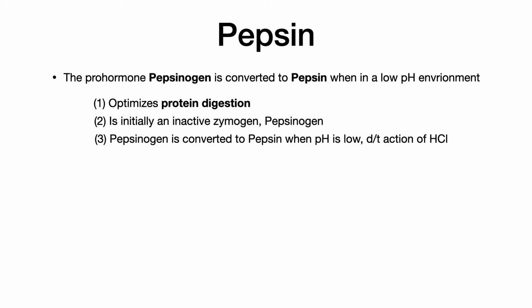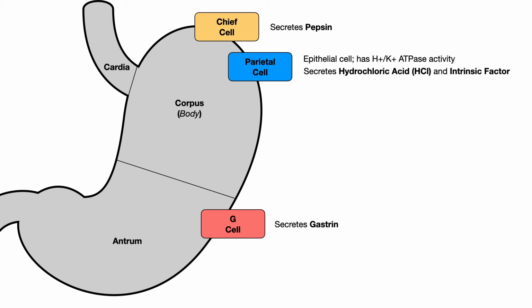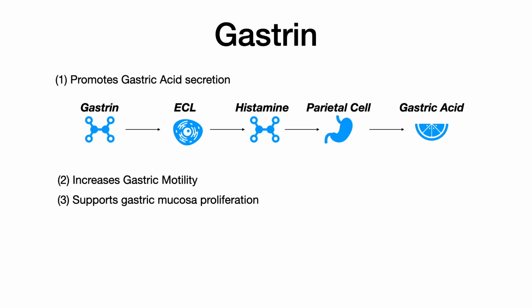And then, of course, once pepsin is activated, we have optimal protein digestion. So that's pepsin, which comes from a chief cell. Now let's talk about the G cells. You can see here the G cells are located typically in the antrum. G cell, as the name helps you remember, secretes gastrin. Now, gastrin promotes gastric acid secretion.